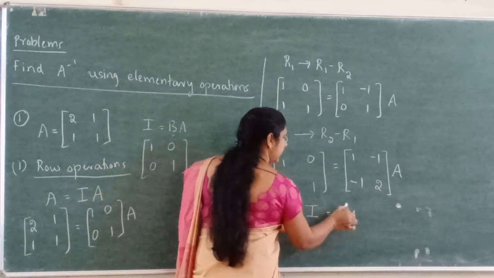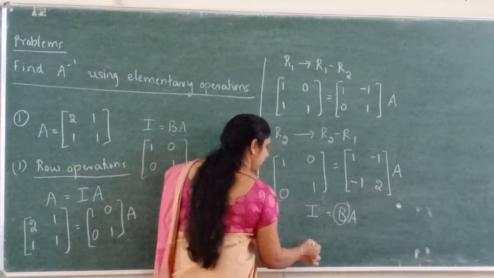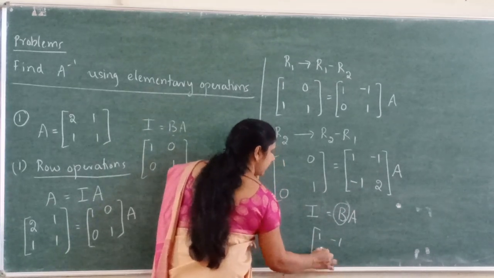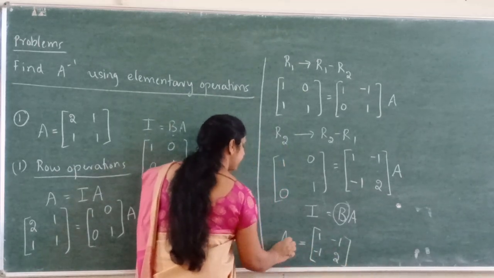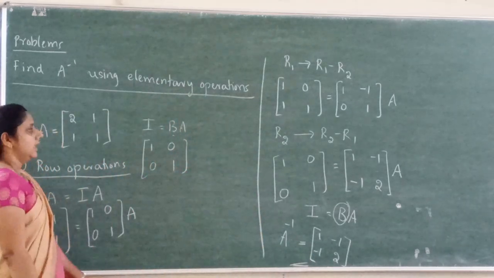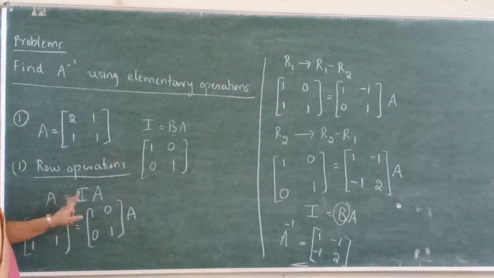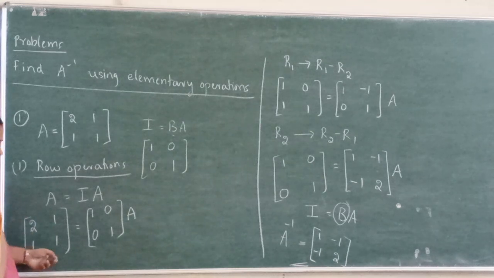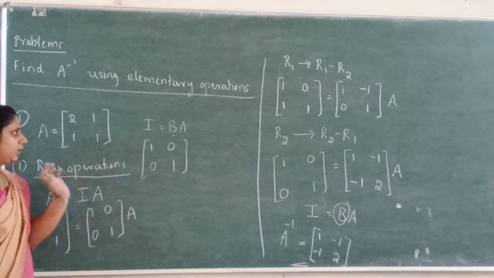So this B is called now A inverse. So in the place of B we have the matrix 1, minus 1, minus 1, 2. So this matrix is called A inverse. So this is regarding the row operation. See, first we have to take A is equal to I A. We have to write the matrix A as it is, and I, the identity matrix of the same order as A, into A.